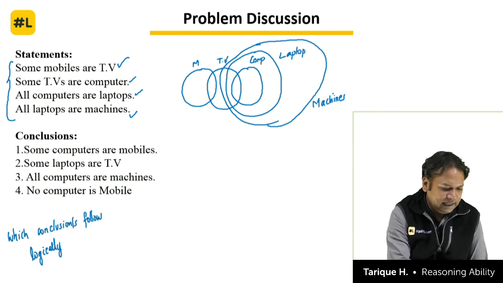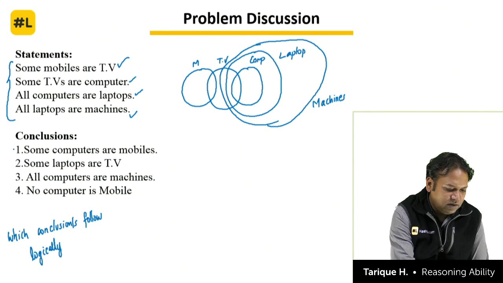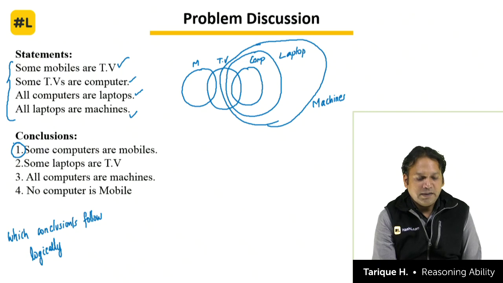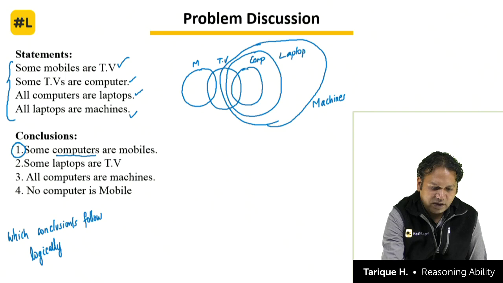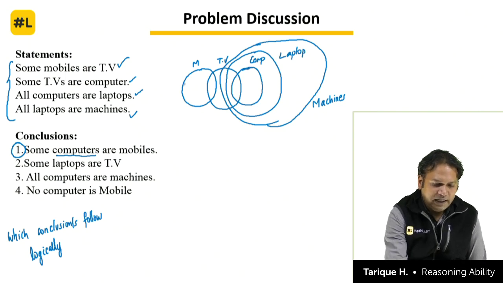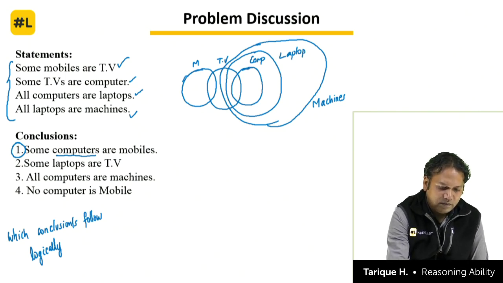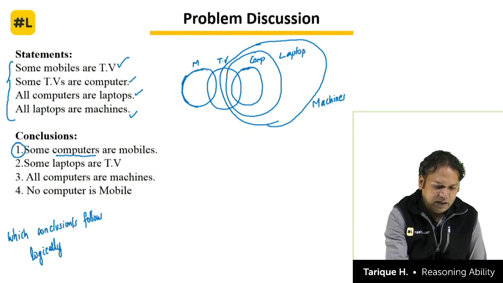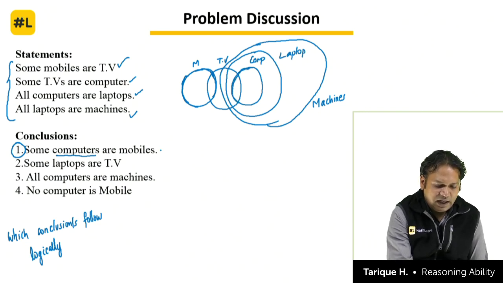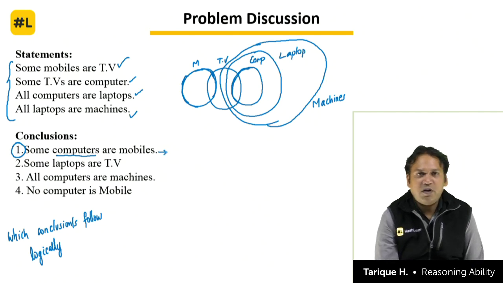So let's start by checking each of the conclusions one by one. Let's start with the first one. Is this conclusion logically true or not? Now, where is the computer circle? This is the computer circle, and here we have the mobile circle. Are the computer circle and mobile circle overlapping? Can you see that? They are separate. This is the mobile circle and this is the computer circle, they are not overlapping. So very clearly, what do we say? Do we say this is false?